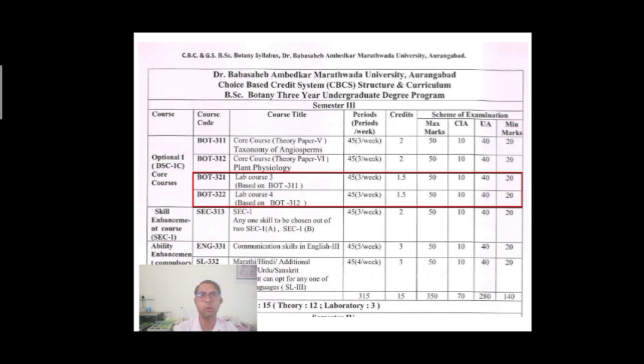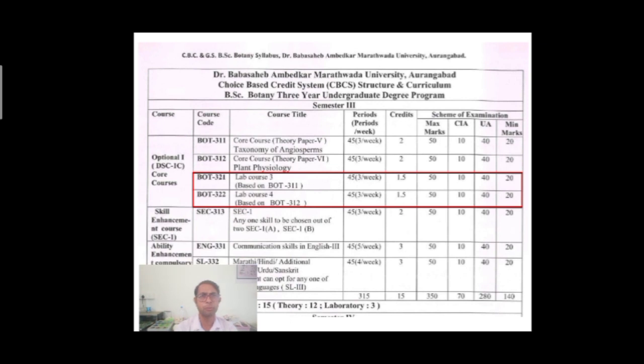Lab 3 is based on the first paper, that is taxonomy of angiosperm, whereas lab course 4 is based on plant physiology. Both have 45 lectures, 3 lectures per week for each paper, and 1.5 credit for each paper. This practical also has the same marks, 50 marks for each lab course, and there will again be an internal assessment for the practical, and 40 marks for the performance of your practical.